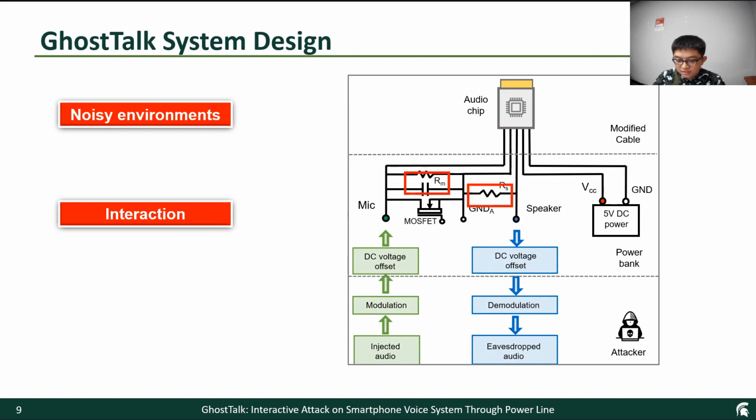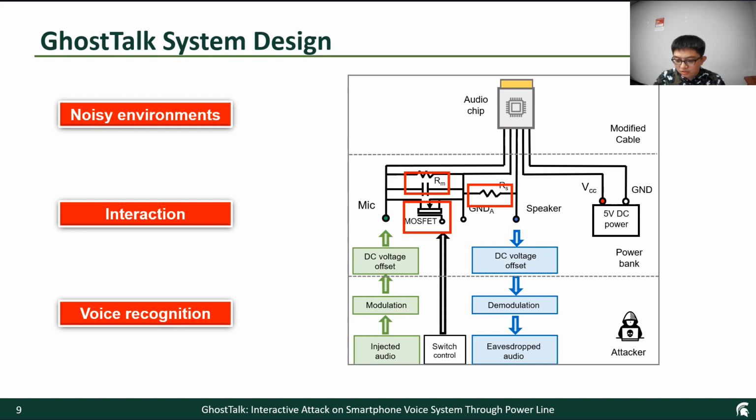Third, since sometimes we don't know the user's voice and we need to bypass the voice recognition system, fortunately, we notice that when we keep pressing the button on the headphone, it will activate the voice assistant without an authenticated voice. Inspired by this idea, we add a MOSFET between the microphone and ground to simulate a fake button press, and the attacker can remotely control the MOSFET to awaken the voice assistant without the user's voice. More details can be found in our paper.